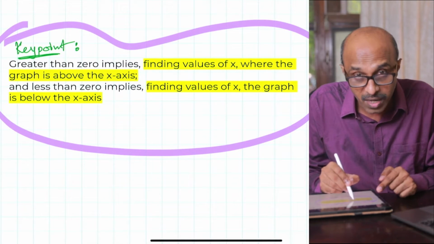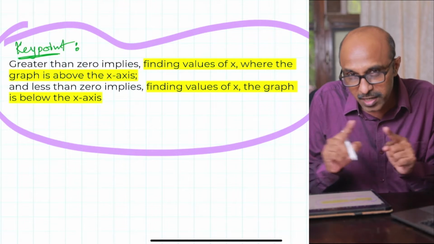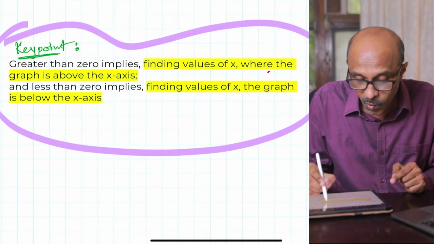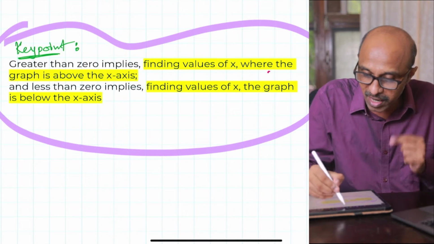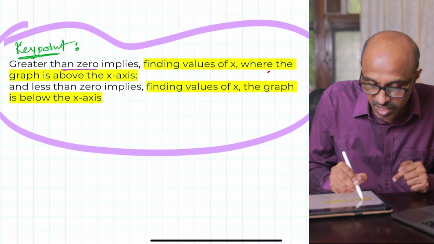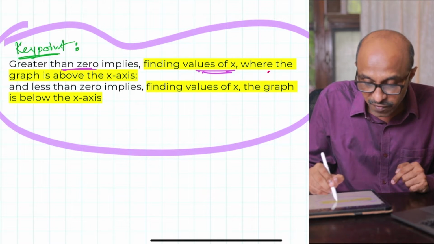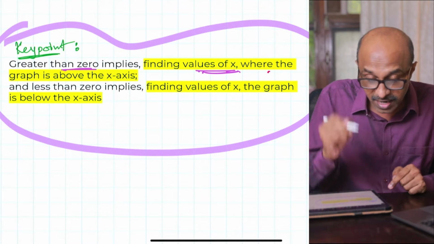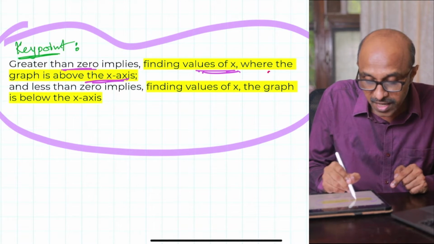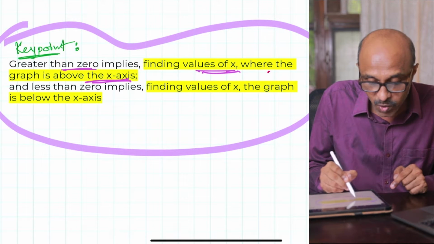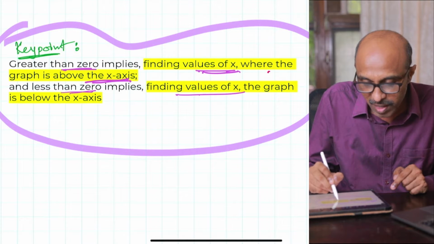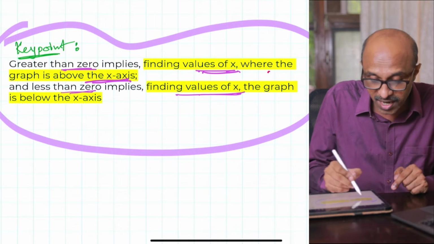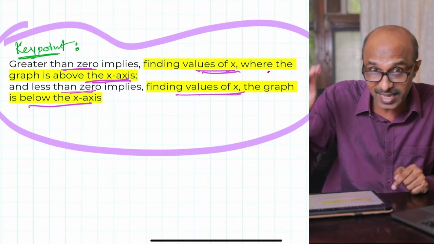Greater than 0 implies finding the values of x, the values in the domain, where the graph, the parabola in this case, is above the x-axis. So keep that in mind. Whenever you have greater than 0, you're trying to find the values of x where the parabola is above the x-axis. And whenever you have less than 0, that means we're trying to find the values of x where the parabola lies below the x-axis.